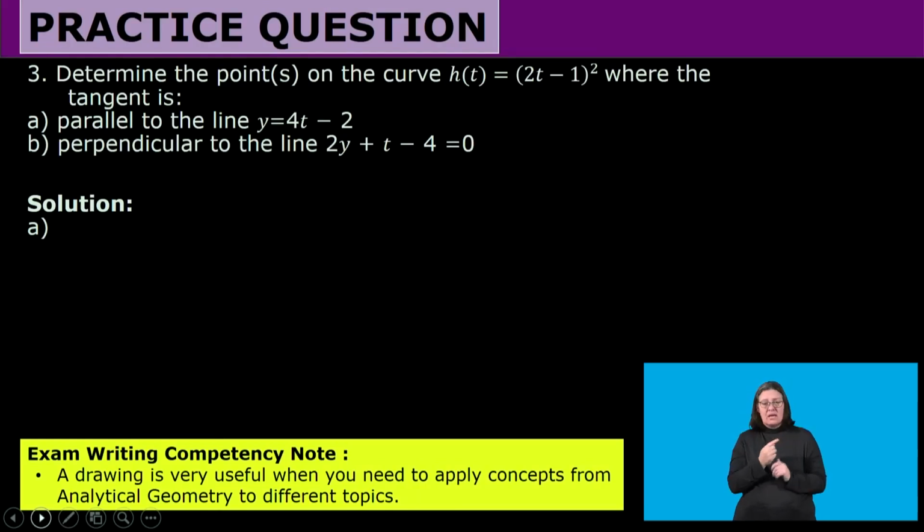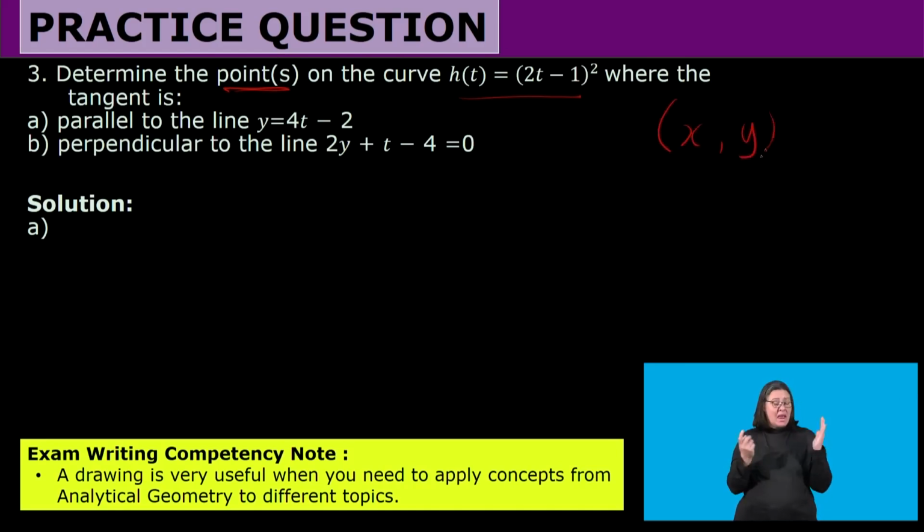So the question says, determine the points on the curve, and you're given a function where the tangent is. Okay, so let's highlight key information here. Determine the point. So we're finding a point, which means it's an x and a y value. Often learners lose marks because they stop at finding the x value. But when the question says determine the point, you need an x and a y value. This is a quadratic expression where the tangent is parallel to the line y is equal to 4t minus 2.